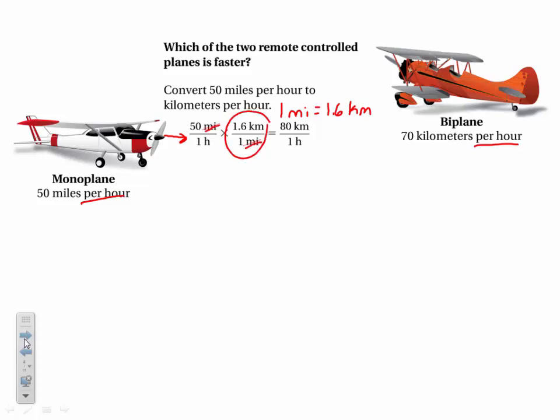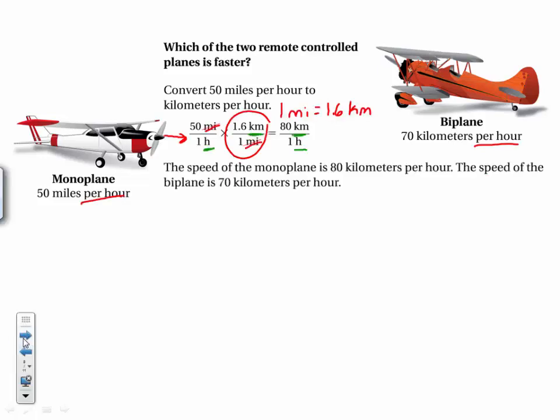But notice now, you still have kilometers. Here, let me get a different color. You still have kilometers on the top, and you still have this hour on the bottom. So when you do your math, you get 80 kilometers over 1 hour. So the speed of the monoplane is 80 kilometers per hour. The speed of the biplane is 70 kilometers per hour. So which of the two remote control planes is faster? The monoplane is faster.